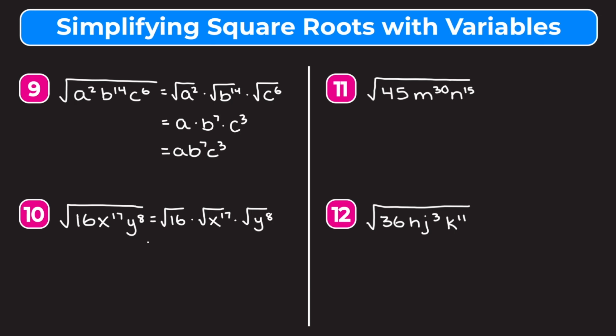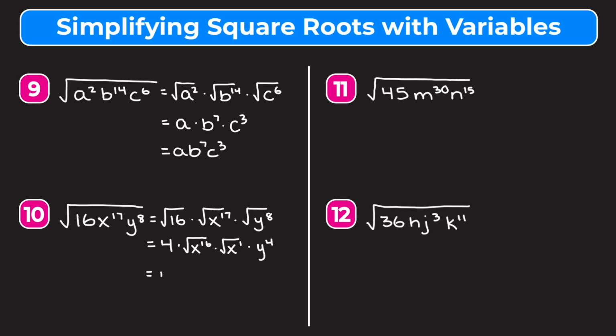The square root of 16 is just equal to 4, so I'm going to simplify that. Because x is being raised to an odd exponent, I want to break it up into the square root of x to the 16th times the square root of x to the 1st. And the square root of y to the 8th is just y to the 4th because we cut the exponent in half.